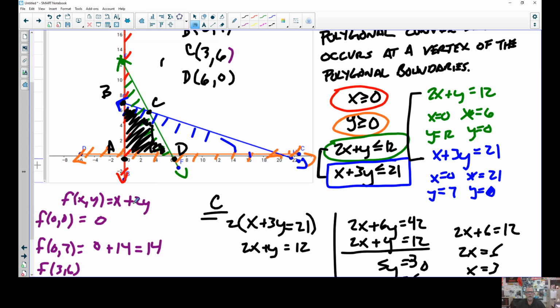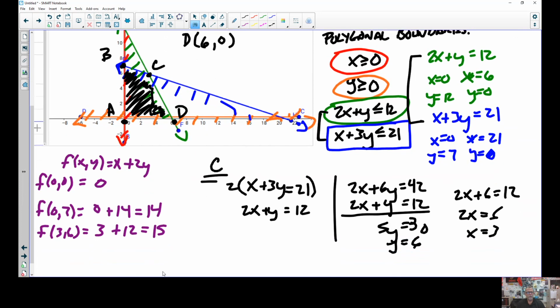Oh, this is bothering me. Didn't have that little piece. I erased it by accident. So that would be 3 plus 12, or 15. And finally, we need f of 6, 0. f of 6, 0 would be 6 plus 0, or 6.